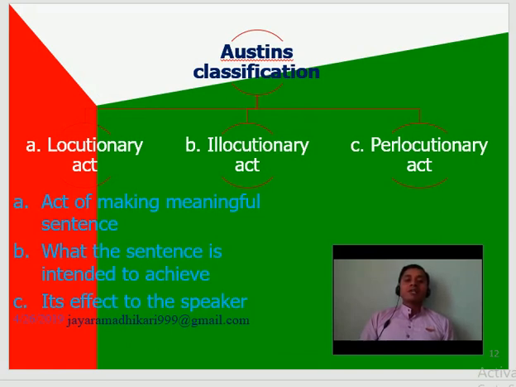The first one is the act of making a meaningful sentence. For example, I am very thirsty. That can be the example. The next one is the illocutionary act, which is what the sentence is intended to achieve. For example, I am thirsty means perhaps the speaker wants his or her listener to bring him or her a glass of water. And the next one is the perlocutionary act, which means the effect on the listener. If the audience brings a glass of water to him or her, then that is what we mean by perlocutionary act.